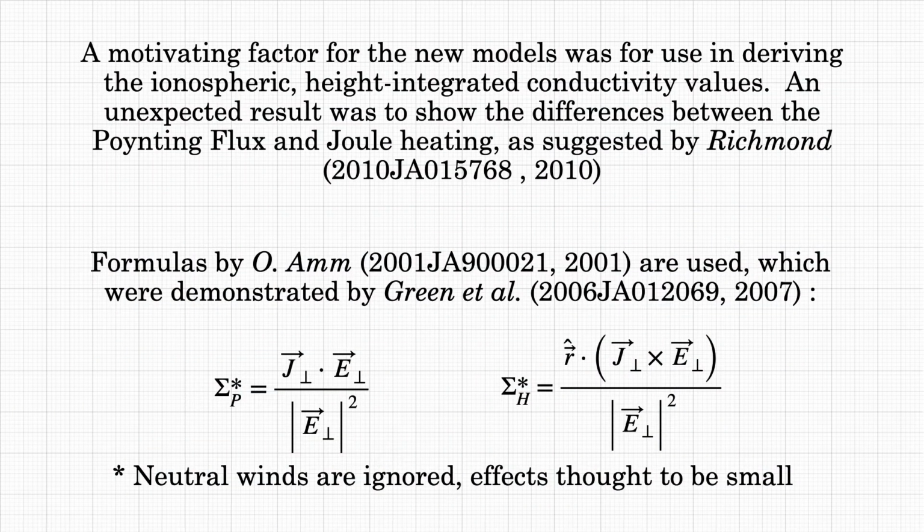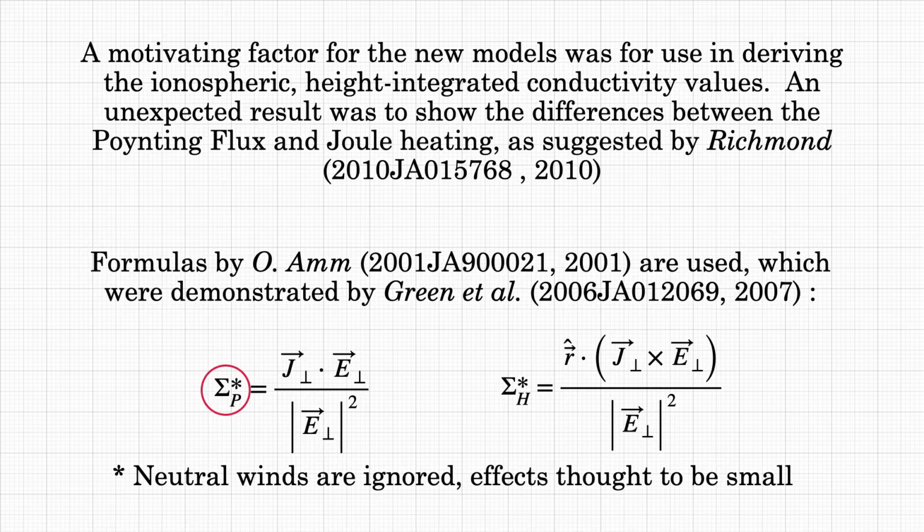A motivating factor for the new models was for use in deriving the ionospheric height integrated conductivity values. An unexpected result was to show the differences between the Poynting flux and Joule heating as suggested by Art Richmond in 2010. Formulas presented by Aldo Am in 2001 are used, which were demonstrated by Green et al.